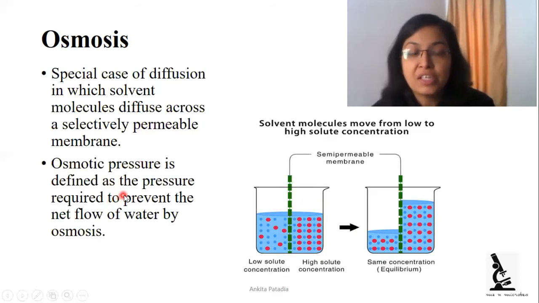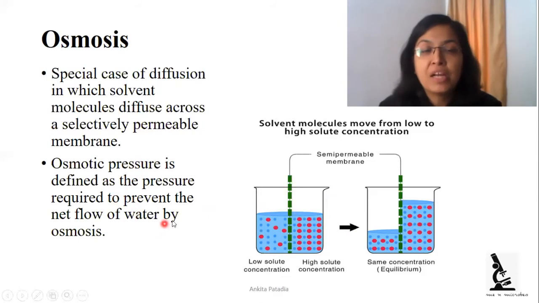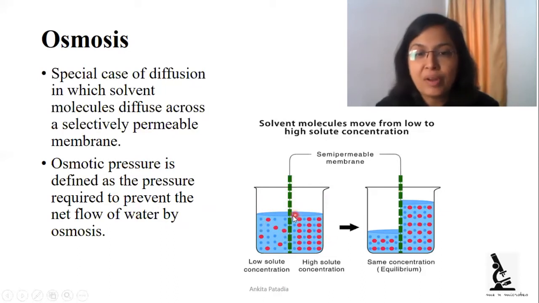Now osmotic pressure is defined as the pressure required to prevent the net flow of water by osmosis. If we want to prevent this process, we require some pressure, and that is called osmotic pressure.